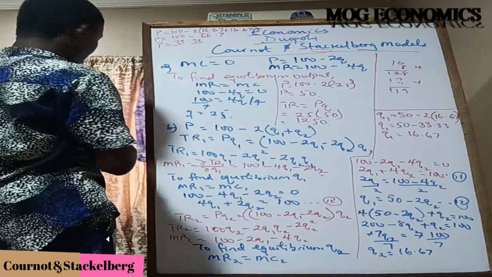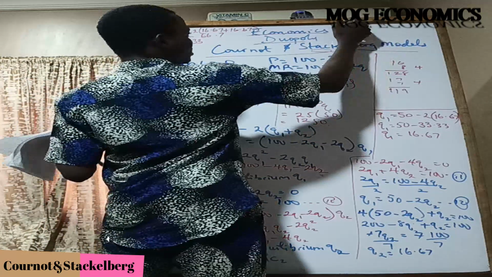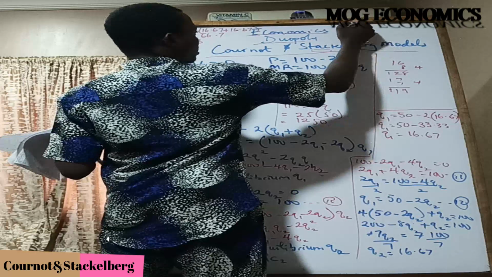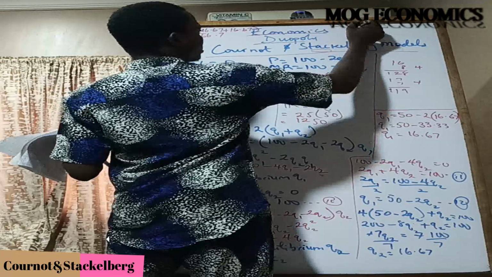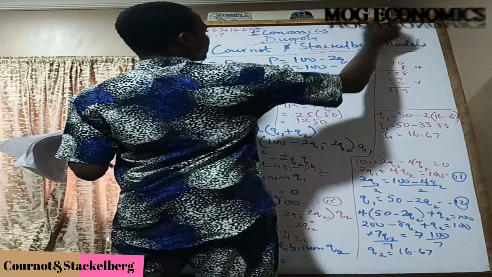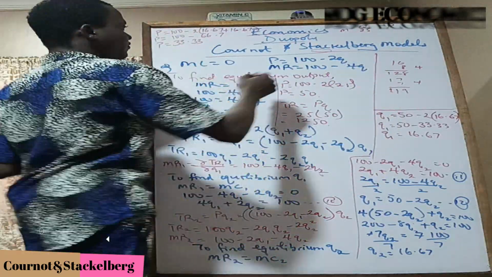So I want us to compare our answers. Initially, when it was a monopolist, let's just write something here. You have Q, you have price. For a monopolist, Q was 25 and price was 50.